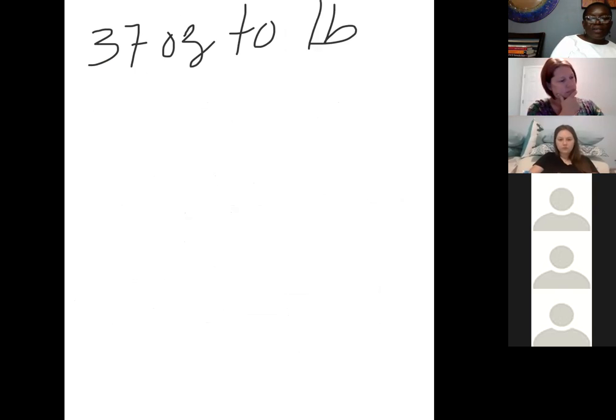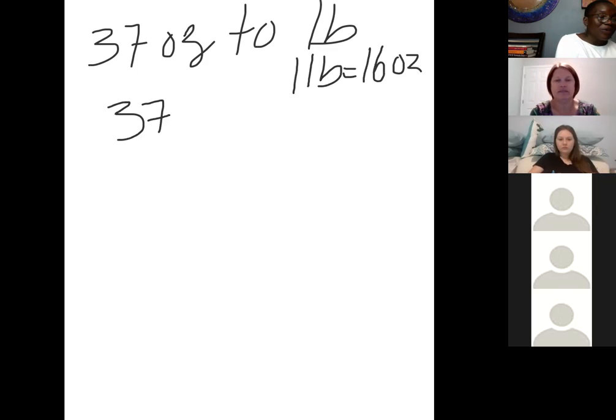So guys, ounces is smaller than pounds. Because we're going from a small unit to a large unit, all we have to do is divide. I said multiply, what did you say? Okay, all right. So guys, we're going from 37 ounces to pounds. Remember, 1 pound is approximately 16 ounces. So all you do is take the 37 divided by 16.